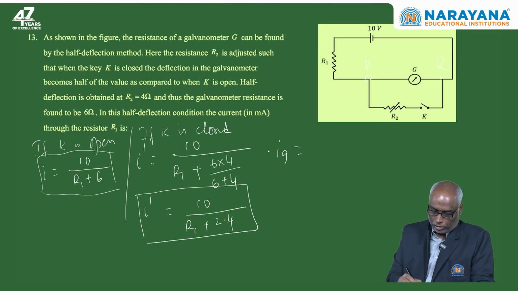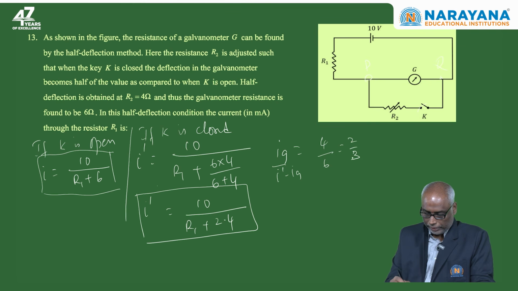So I can say Ig, the current through the galvanometer, divided by the current through resistance R2, which is I dash minus Ig, should be equal to the ratio of the resistances. R2 is given as 4 and G is given as 6. This should be equal to 2 by 3. So now from this equation, 3Ig equals 2I dash minus 2Ig. So Ig equals 2I dash divided by 5.